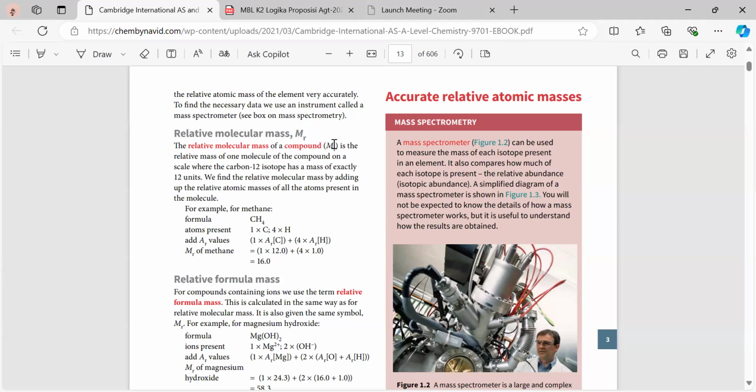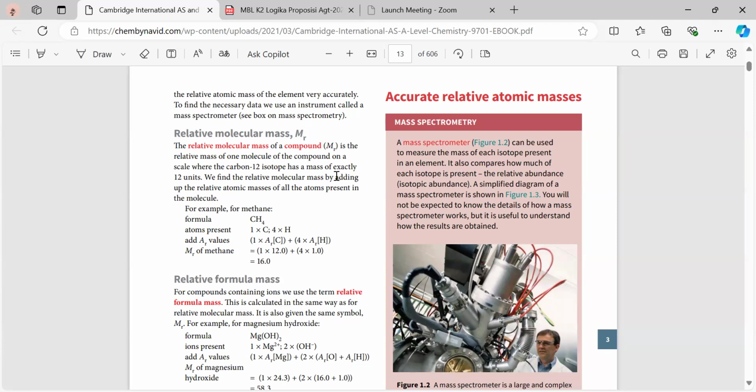Now we are on to the relative molecular mass, or MR. This is the symbol that you will encounter when doing any kind of chemistry problem. The relative molecular mass of a compound is the relative mass of one molecule of the compound on the scale where the carbon-12 isotope has a mass of exactly 12 units. We find the relative molecular mass by adding up the relative atomic masses of all the atoms present in the molecule.